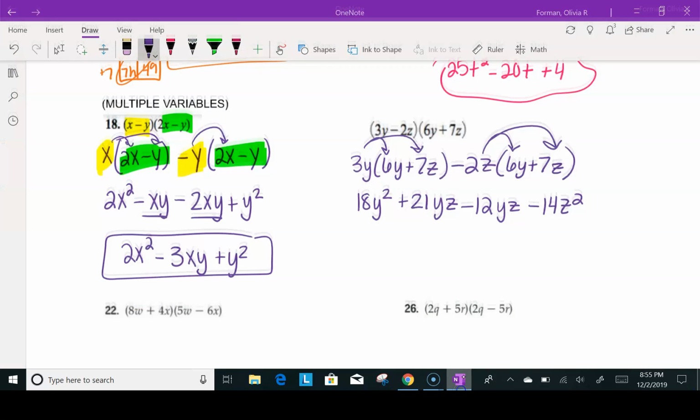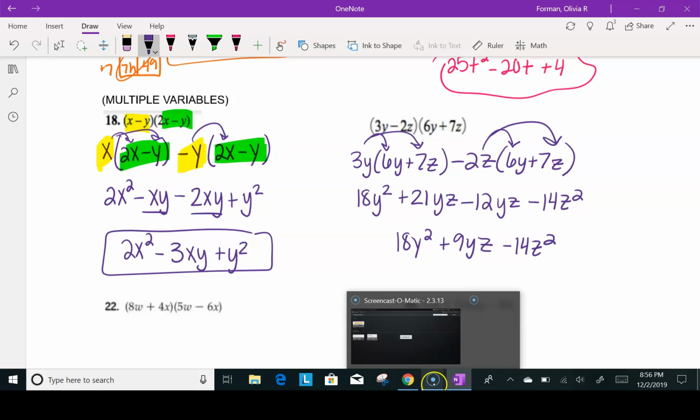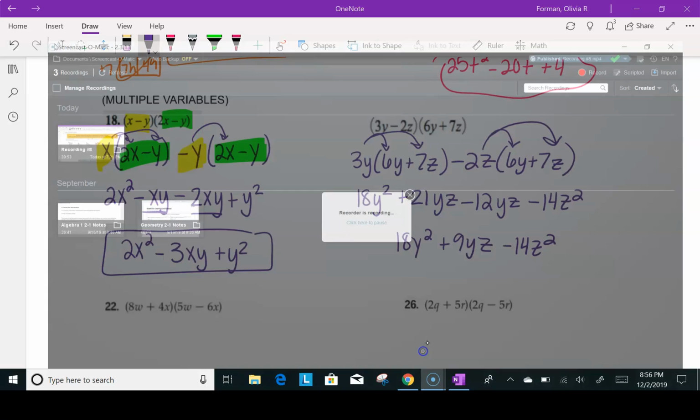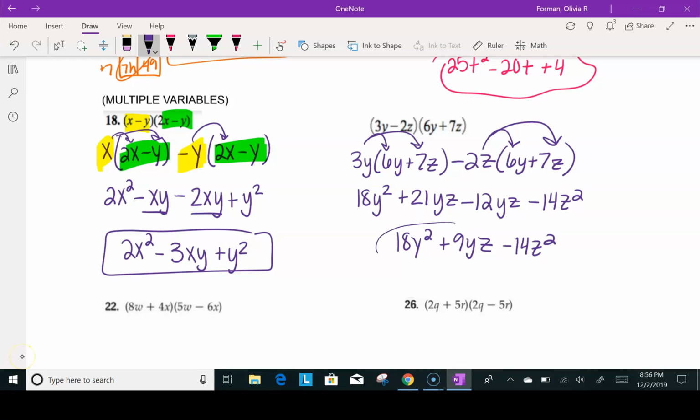The last step is going to be to combine your like terms. So 18y squared, 21 minus 12 is going to be 9y squared. Or sorry, yz, not y squared. And then we get minus 14 z squared. Okay, sorry about that. Okay, here's my final answer.